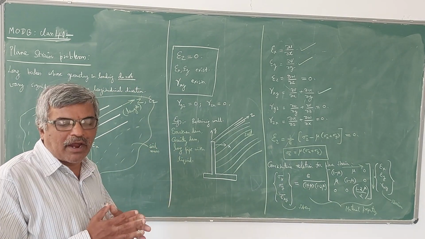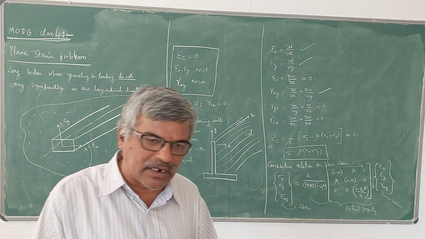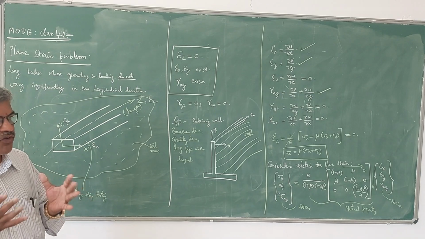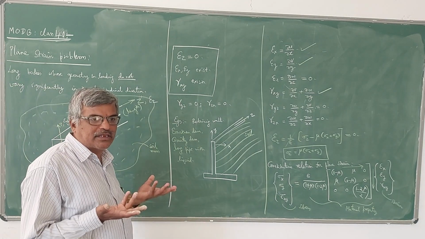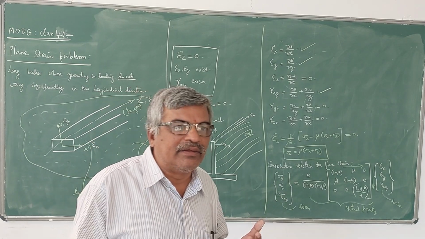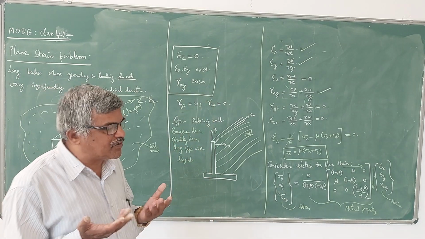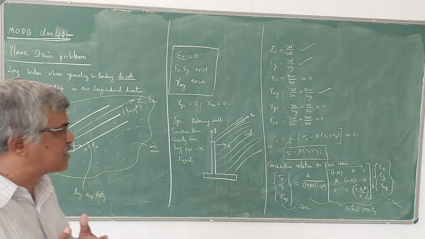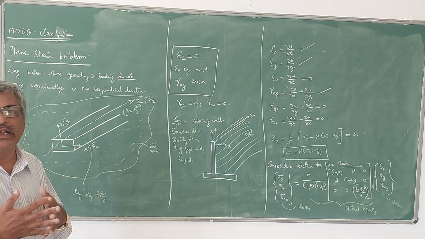So please keep in mind that in a general 3-dimensional stress system or strain system, you will have 6 stress components or 6 strain components, out of which if you consider them as plane stress or plane strain, then along the z direction the stress and strain components will vanish. So those 6 stress or strain components will reduce to 3 components.